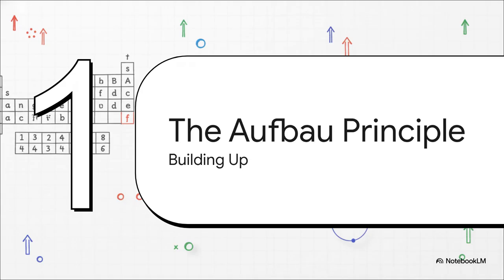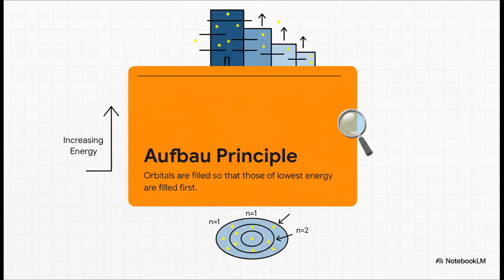Okay, so we know the layout of the atom building. Now, how do we start filling it with our electron residents? Well, that brings us to our very first rule. So, the Aufbau principle, it's German for building up, and honestly, it's just common sense. It says that electrons are lazy. They're always going to take the easiest spot available, which means they fill the lowest energy orbitals first. You fill the ground floor before you move up to the second floor.